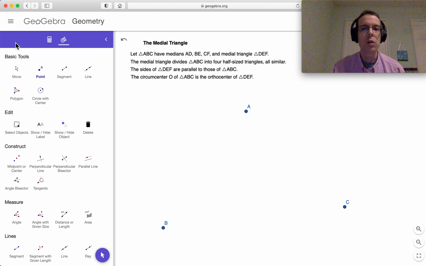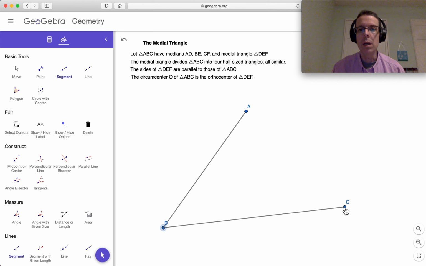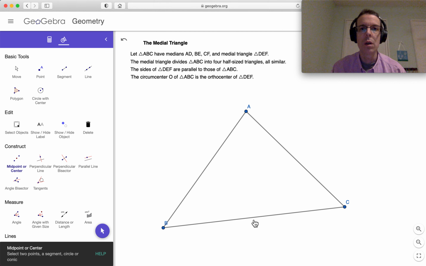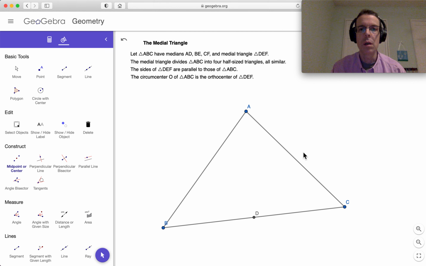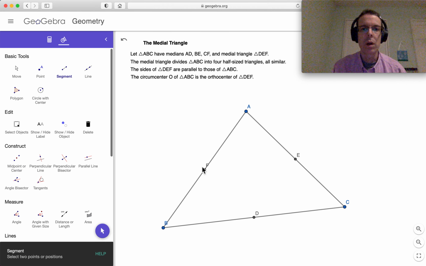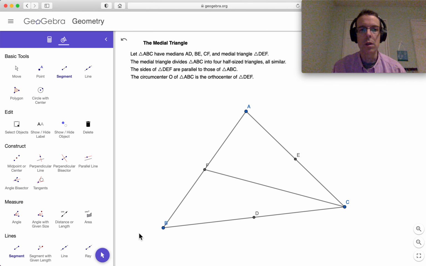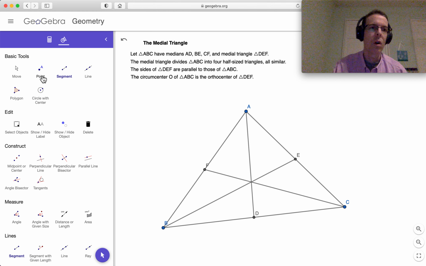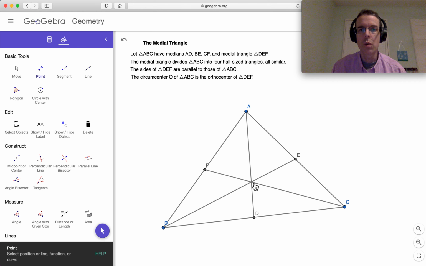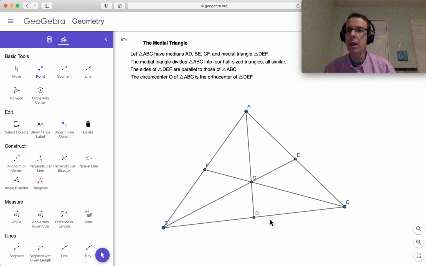Supposing we have a triangle ABC, and we're going to create its medians. Now the medians are the Cevians that go to the opposite sides. So all we're going to do here is construct the midpoints D, E, and F of the sides of the triangle, and then connect the dots to the opposite vertices. This produces the intersection of the medians, which, if you'll recall, is called the centroid of the triangle. But that's not the point right now.